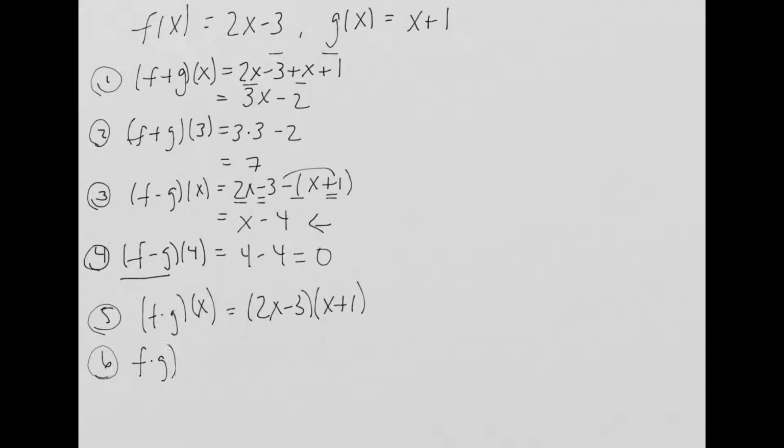What's f times g of 2? So this says take the function f times g, plug in a 2 for x. So I'm going to get 2 times 2 minus 3 times 2 plus 1. Let's see, 2 times 2 is 4, 4 minus 3 is 1. 2 plus 1 is 3, so I get 3.